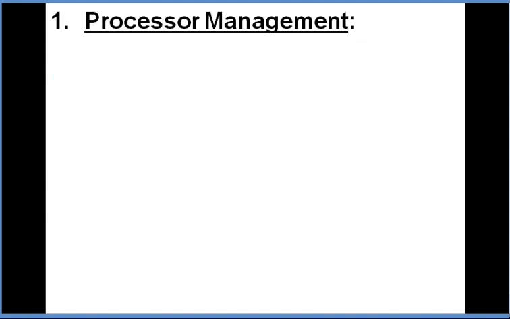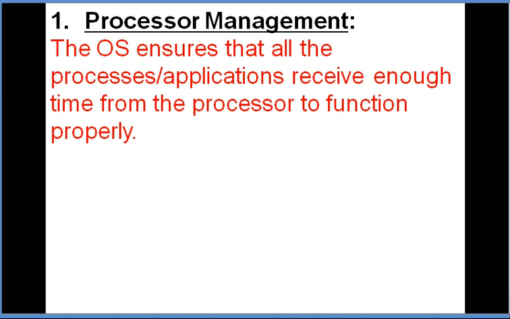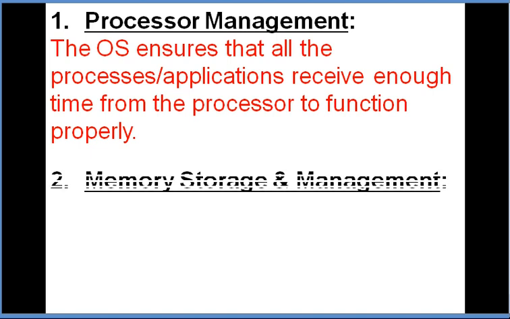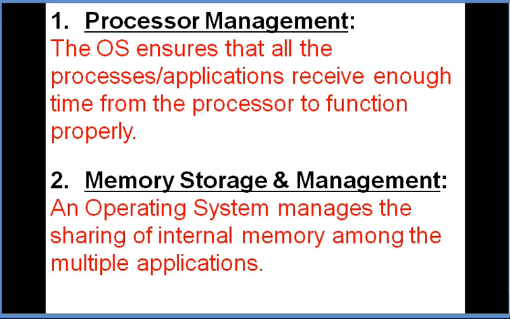The first function or feature of an operating system is processor management. The operating system ensures that all the processes or applications which are running in the computer system receive enough time from the processor to function properly. So equal distribution of time is done by the operating system for all the applications that are running in the computer. The second function of an operating system is memory storage and management. An operating system manages the sharing of internal memory among the multiple applications which are getting executed in the computer.